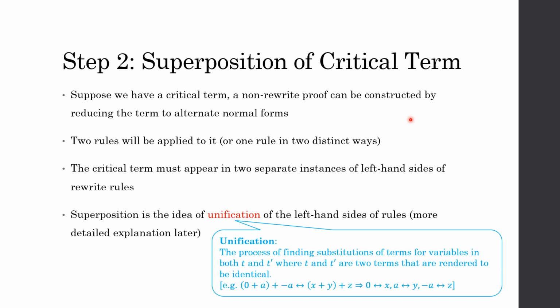By the way, unification is the process of finding substitutions of terms for variables in both t and t prime, where t and t prime are two terms that are rendered identical. For example, 0 plus a plus negative a is identical to x plus y plus z. By unification, remember we treat the variables like blanks. So we fill in the x blank with 0, the y blank with a, and the z blank with negative a. But this is the most basic kind of unification.